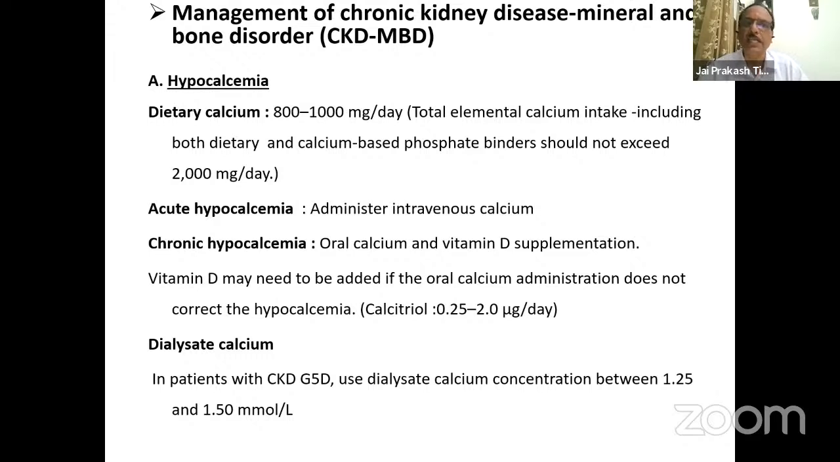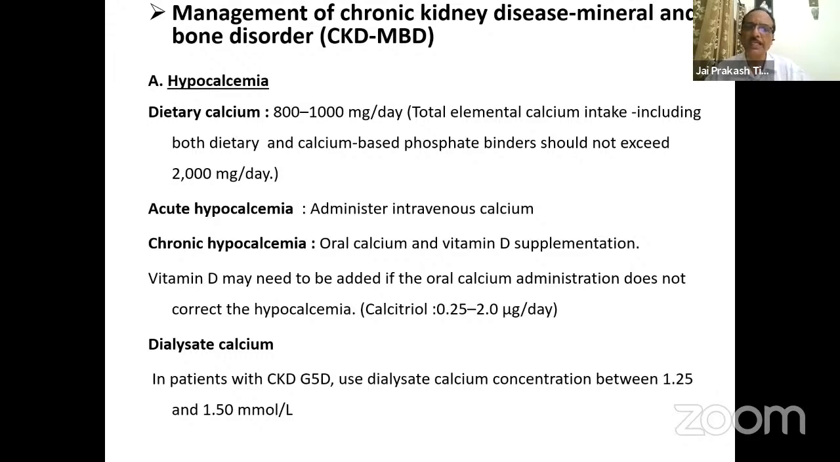Hypocalcemia should be treated with dietary calcium intake, 800 to 1000 milligrams per day. If the patient has acute hypocalcemia, you treat with intravenous calcium. Chronic hypocalcemia should be treated with oral calcium and vitamin D supplementation.